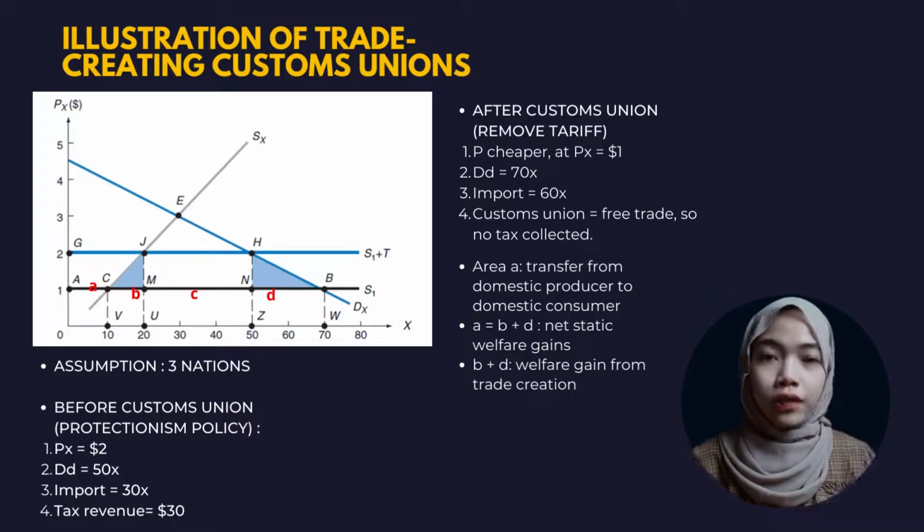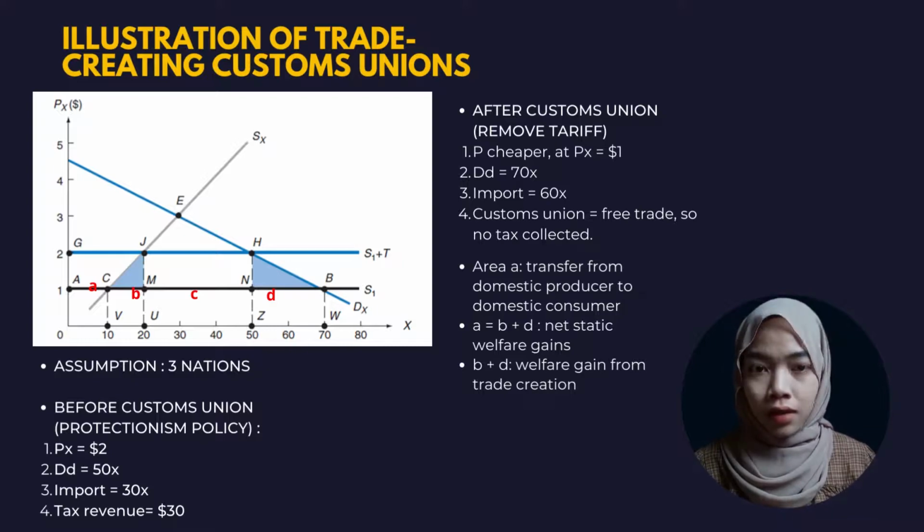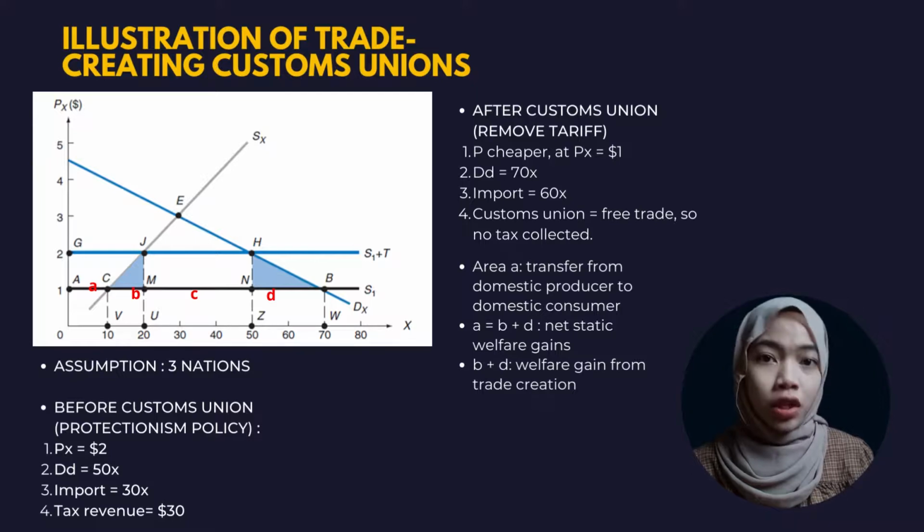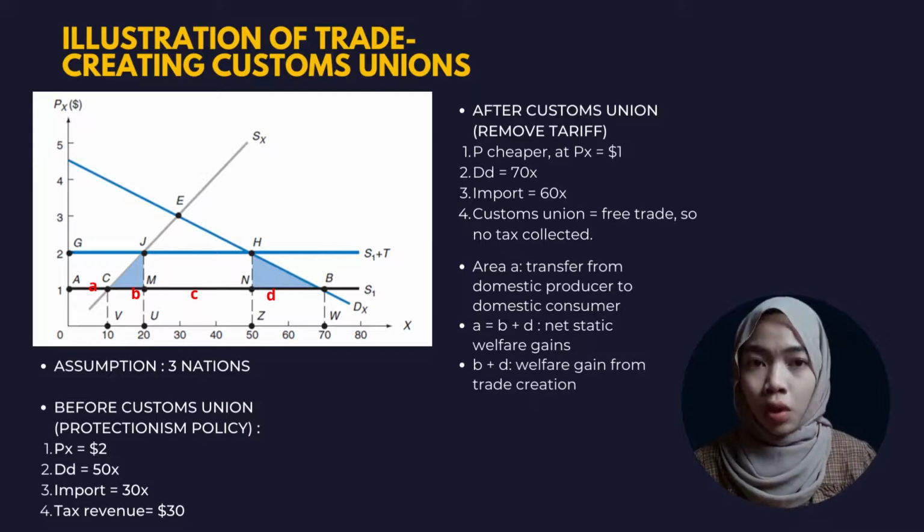The effects of a trade-creating customs union are illustrated in the figure above. In the diagram, DX and SX are nation 2's domestic demand and supply curves of commodity X. Suppose that the free trade price of commodity X is $1 in nation 1 and $1.50 in nation 3, and nation 2 is assumed to be too small to affect these prices. Before joining the customs union, nation 2 initially imposed a non-discriminatory tariff of 100% on all imports of commodity X.